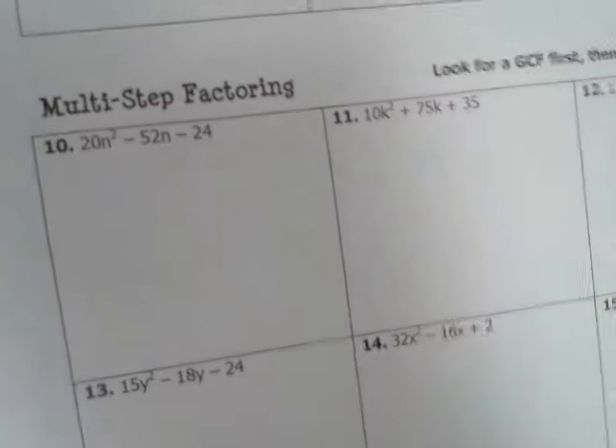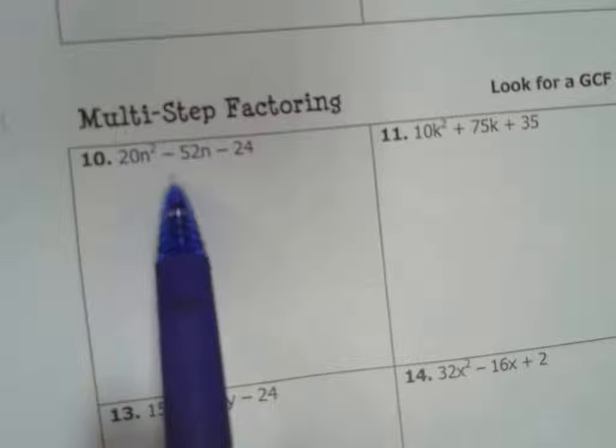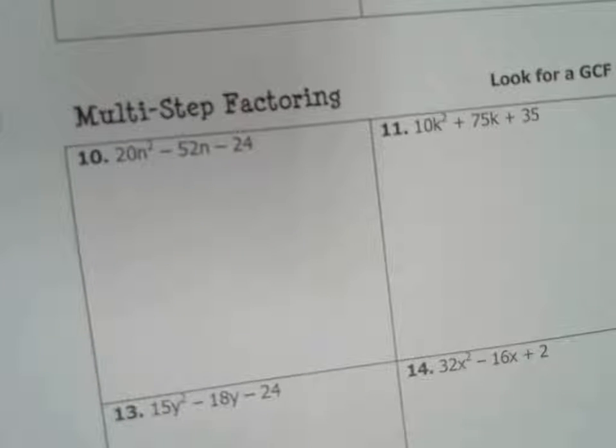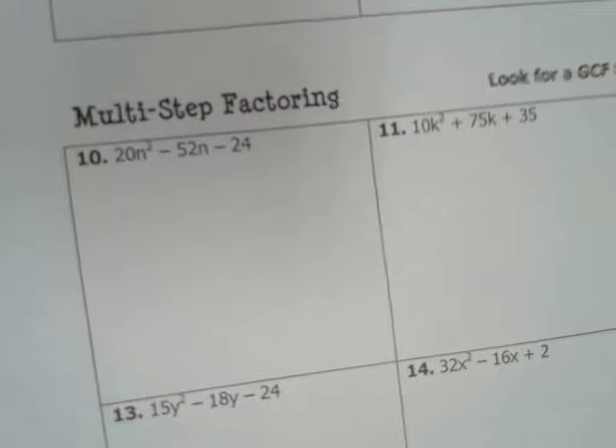As I look at number 10, whenever you factor, listen up, you have to take a GCF out first. Always check for a GCF, and we'll talk more about that next week. So as I look at this number 10, I have 20, 52, and 24, and I need to find the GCF. First thing you need to look for, look at the smallest number. Does 20 go into all three of them? No. So 20 is not the GCF.